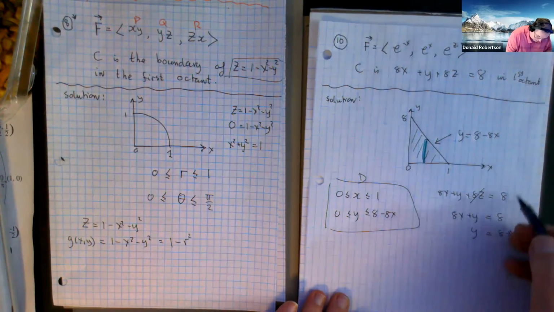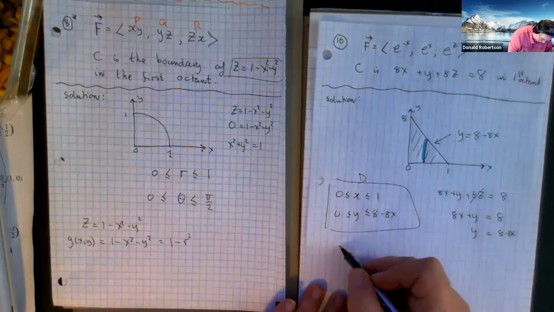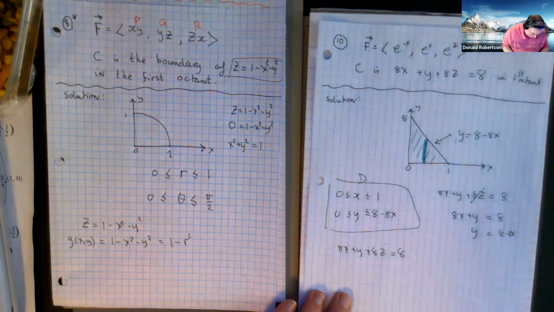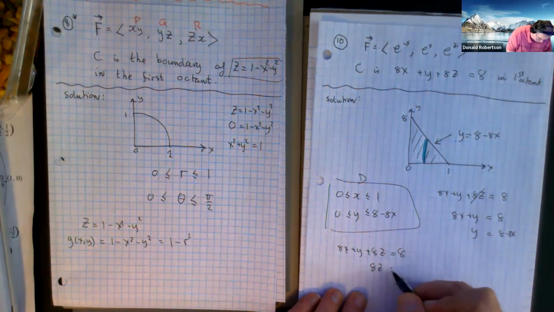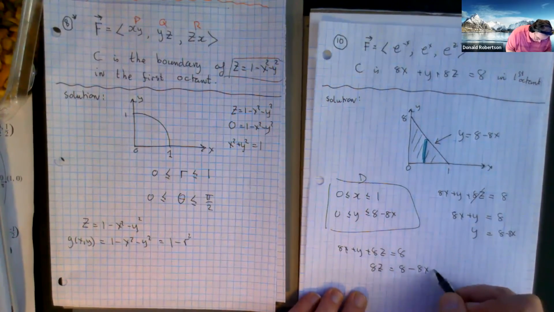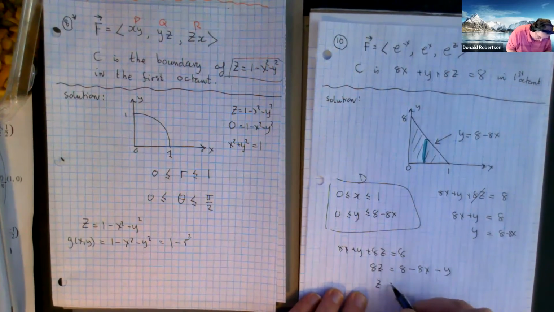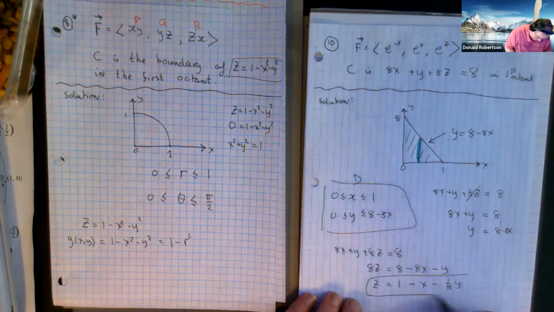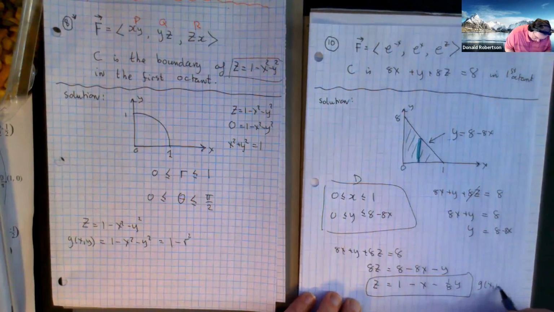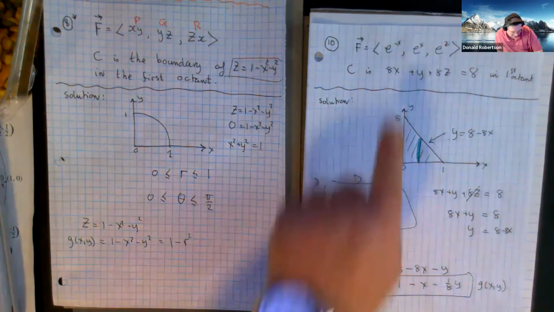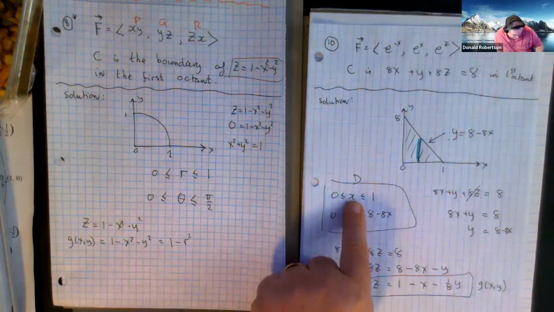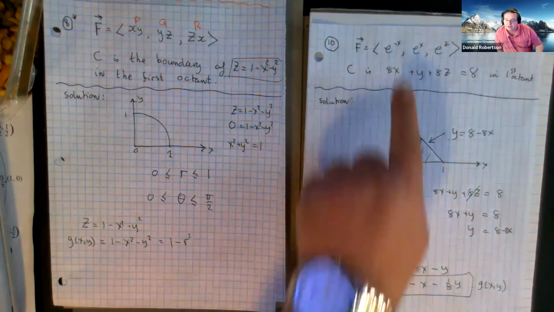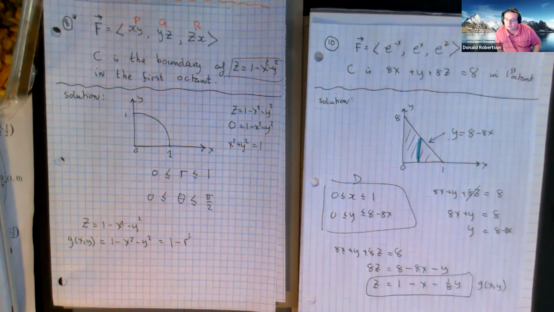If you take the equation, this fella here, and you rearrange it to be z equals, that will get you the g of x, y that we want. So it's going to be 8, take away 8x, take away y, divide everybody by 8, and you get that, and that fella is our g. So let's see if we've got all the pieces. Got my vector field, I've got my range for x's and y's, and I've got my g of x, y. So this guy, and this guy, we're good to go.